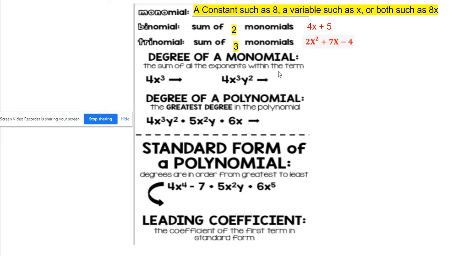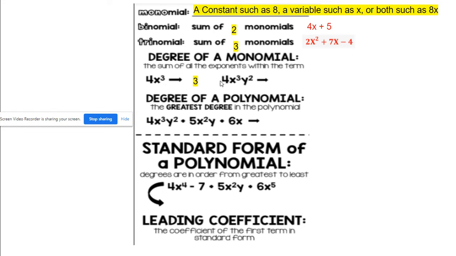So now let's talk about degree of a monomial. Degree means the sum of all the exponents within the term. So here I have a monomial. I have a single term. I have 4x to the third. Well, the exponent here is 3, and I only have 1. So that means that the degree of this monomial is 3.